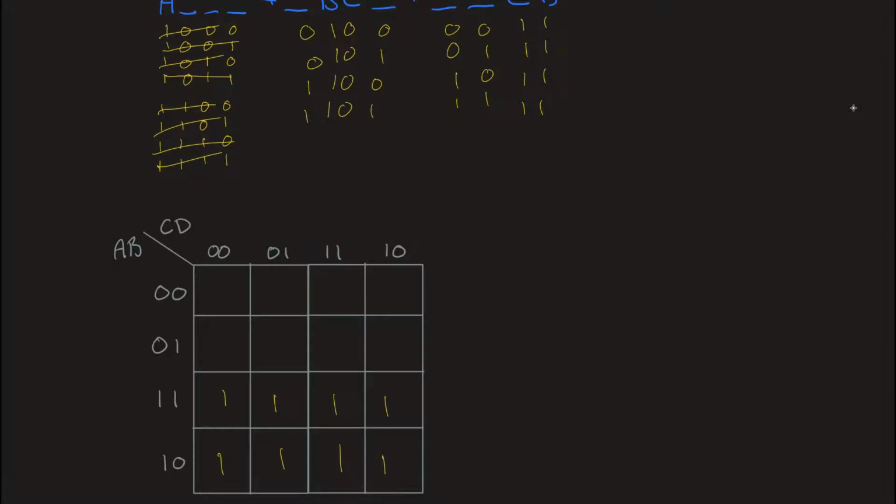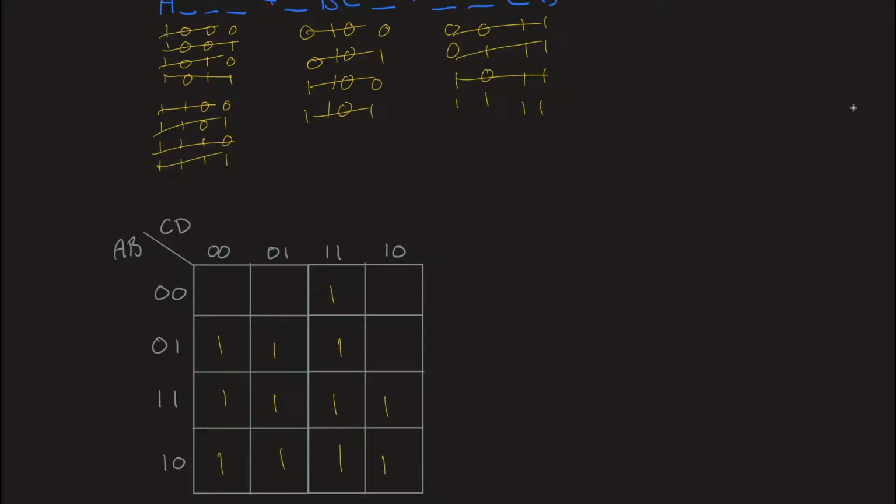Alright, next up is 0, 1, 0, 0, that's here. 0, 1, 0, 1, that's here. 1, 1, 0, 0, which we already have, and 1, 1, 0, 1, which we already have. 0, 0, 1, 1, that's here. 0, 1, 1, 1, that's here. 1, 0, we already have. And 1, 1, 1, 1, we already have.